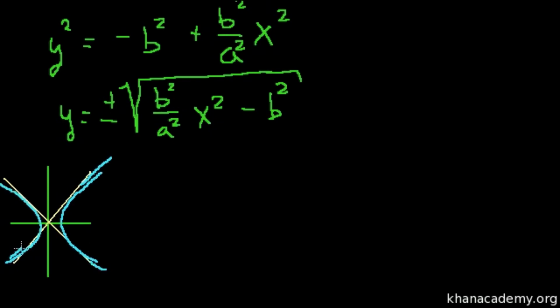I didn't draw it perfectly. It never touches the asymptote. It just gets closer and closer, arbitrarily close to the asymptote. It's either going to look like that, where it opens up to the right and the left, or our hyperbola is going to open up and down. And once again, an asymptote means that it's just going to get closer and closer to one of these lines without ever touching it. But it'll get infinitely close as you get infinitely far away, as x gets infinitely large.